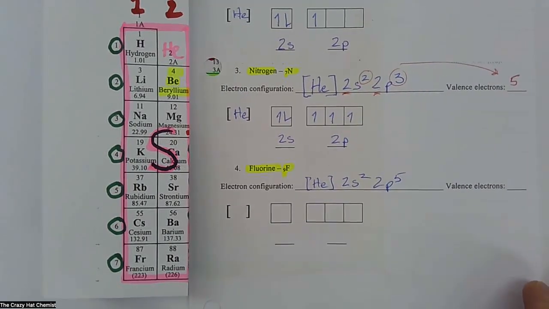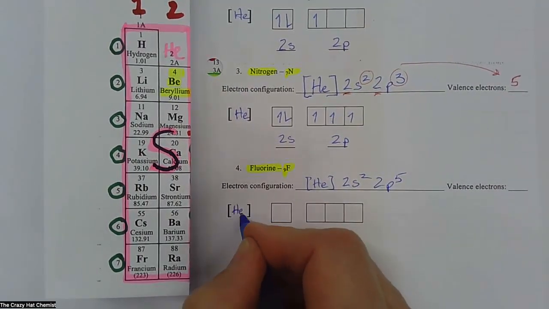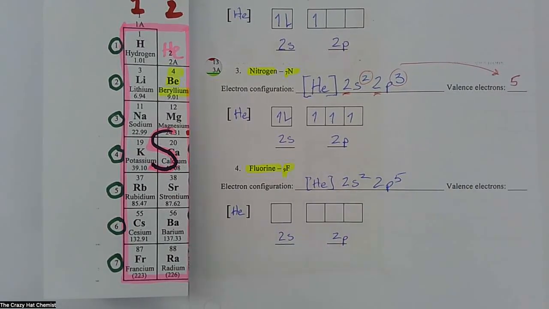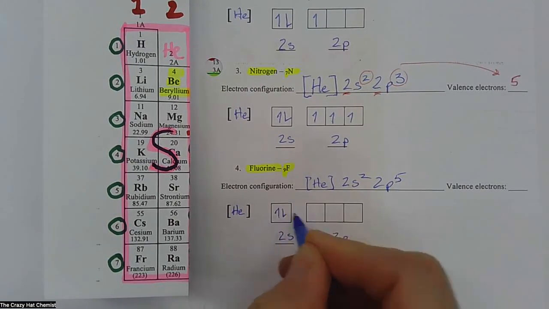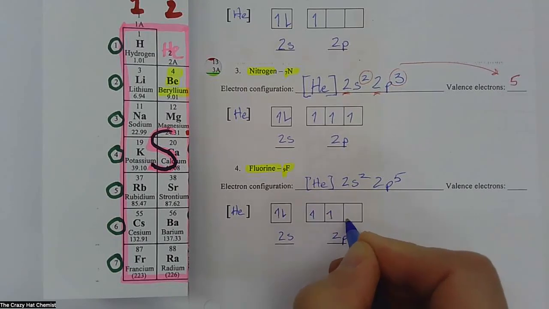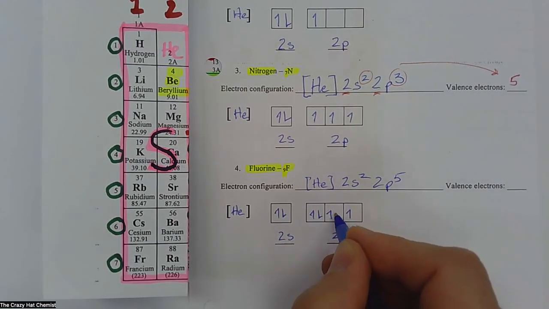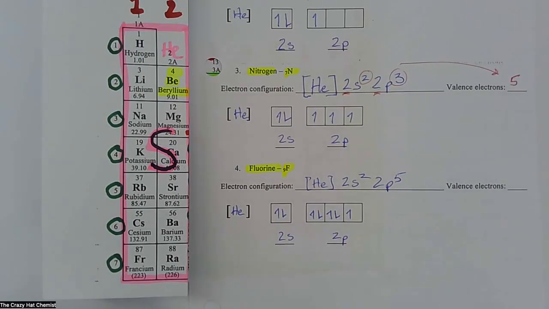I'm going to simulate this same thing here. This is helium right here in the brackets. This is a 2S, this is a 2P, and the electrons are placed in the following order. That is an up, that is a down, that's an up, that's an up, that's an up, that's 3 of the 5, and that's 4 of the 5, and 5 of the 5.